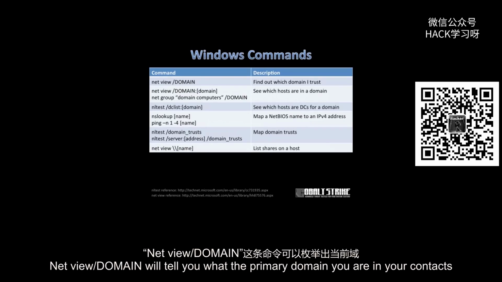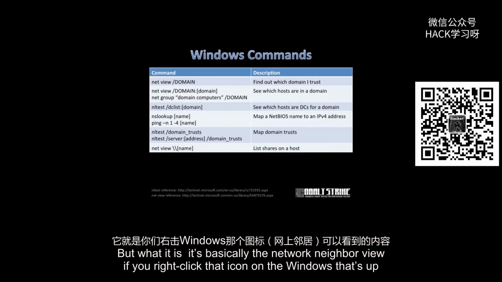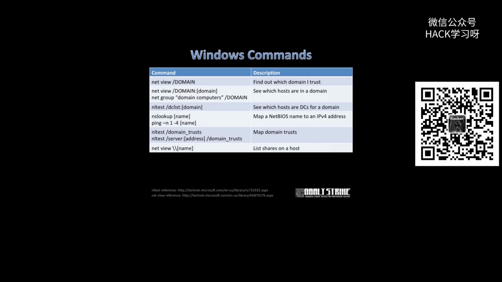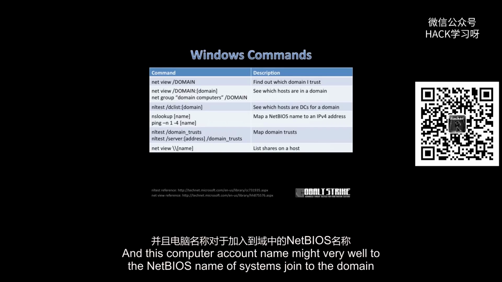net view /all /domain will tell you what the primary domain you're on is, in your current context. You can do net view /all /domain:the domain name to get a list of hosts in that domain. It's not going to be every host, but it's basically the network neighborhood view, if you've ever clicked that icon on a Windows desktop. You can also do net group "domain computers" /domain to get a list of the computer accounts for systems joined to the domain. And these computer account names map very well to the NetBIOS names of systems joined to the domain.